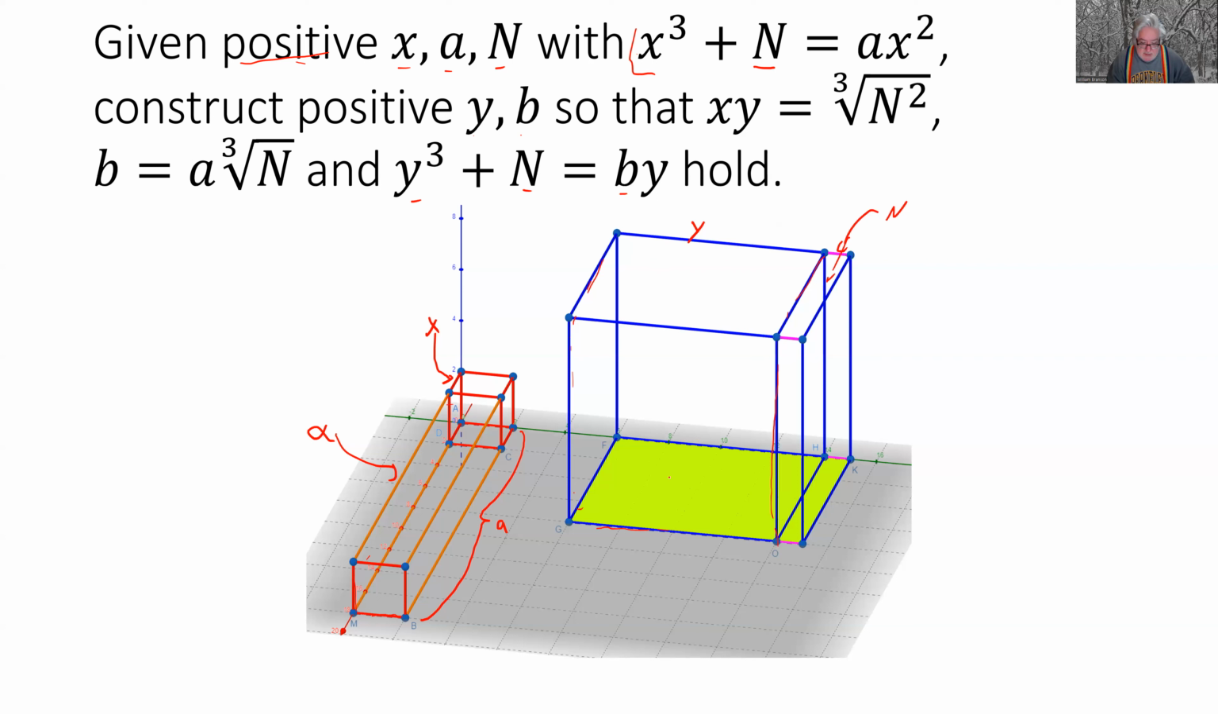B is the base of this yellow area or green area. And y is the height. So this entire volume here is b times y, but it's broken up into two parts, y cubed and n. This little purple line here will later be called beta. So that's the notation that we'll be using. Given the little red and orange picture, can we build the blue and purple picture so that we get y cubed plus n equals by and these various relationships between x and y?